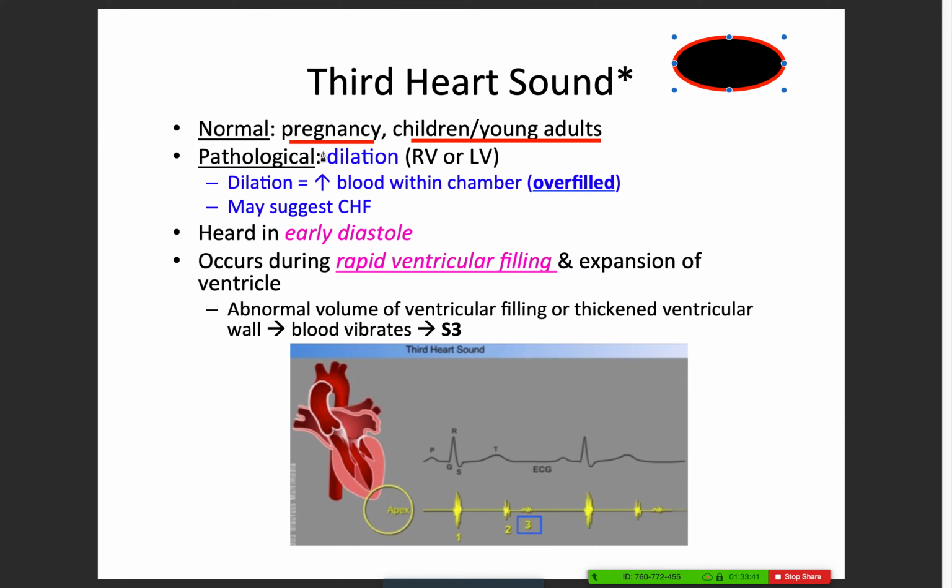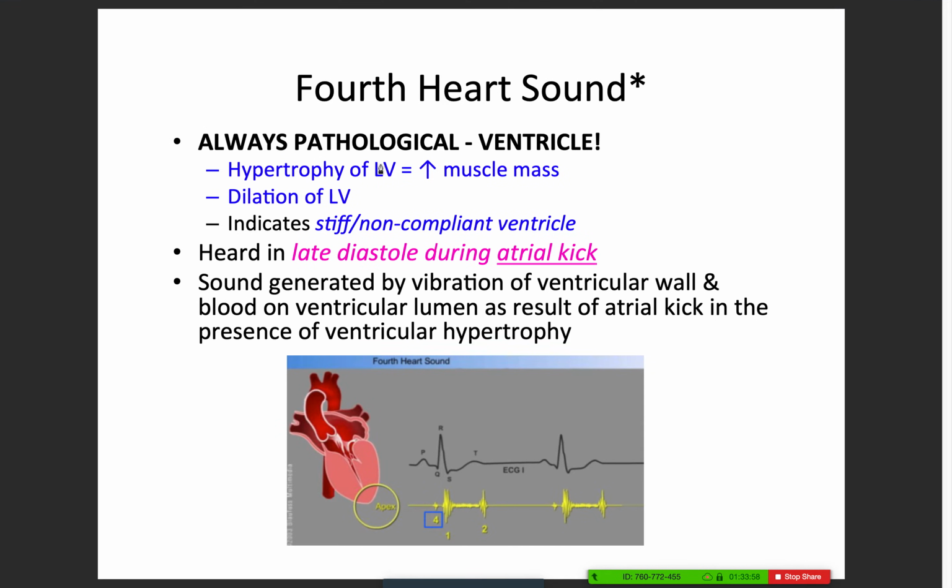Great. So in terms of pathology, when is it abnormal? If you have any kind of dilation of your heart, increased blood within the chamber, we said CHF, dilated cardiomyopathy, that's what we look for. Fourth heart sound, like we said, is always pathological. Hypertrophy of that left ventricle, some dilation, but essentially we have a stiff and non-compliant ventricle. This is just the sound of that atrial kick, kicking that extra blood against that stiff wall, causes that noise. Look at the size of that wall. Oh my God, that's thick.